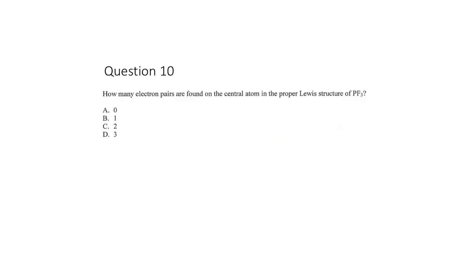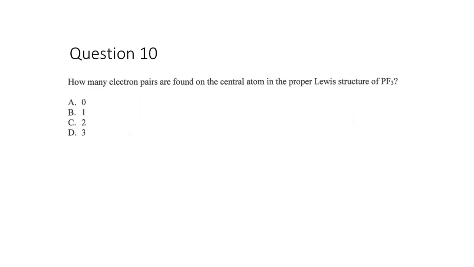How many electrons are found in the central atom of PF3? So phosphorus, like nitrogen, has this dot structure. Fluorine has this dot structure. So we're going to have PF3.